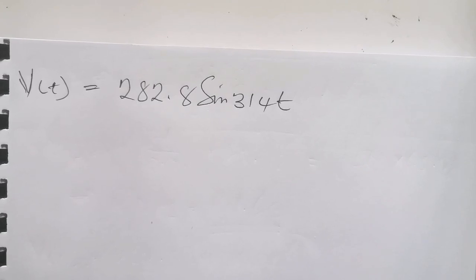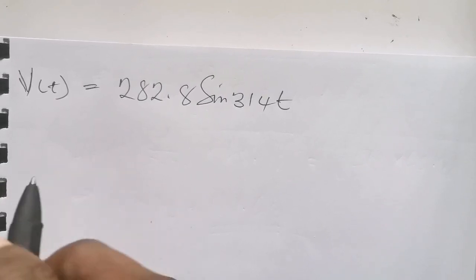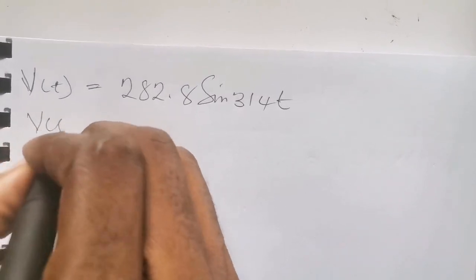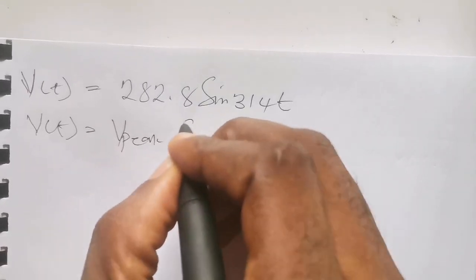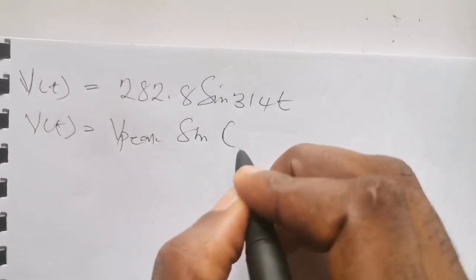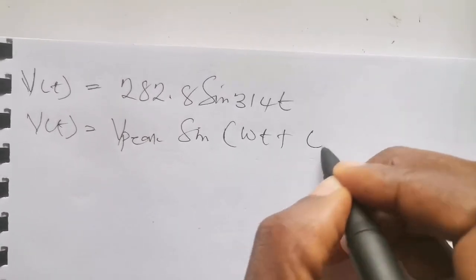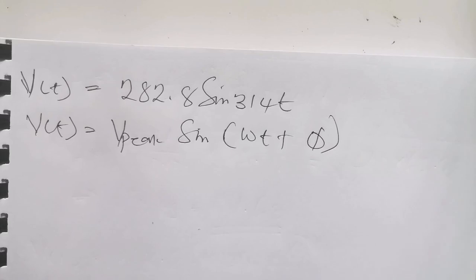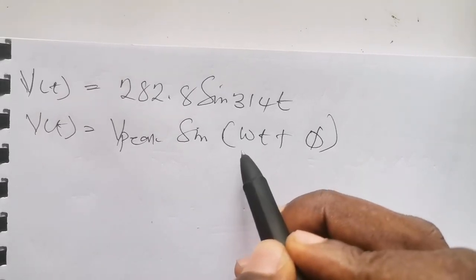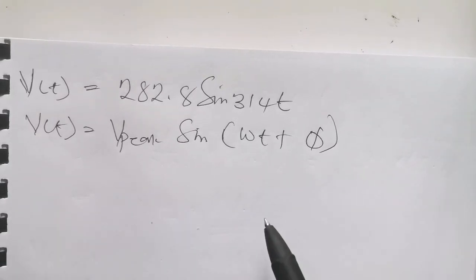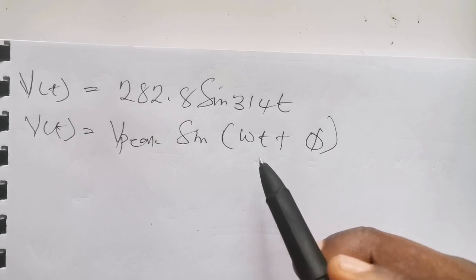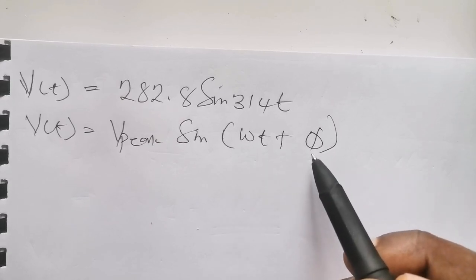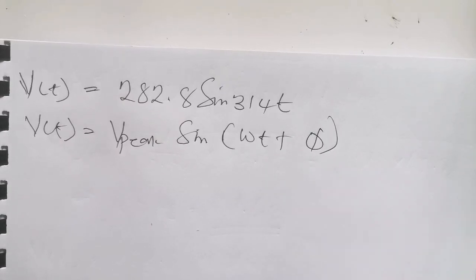Now for an alternating voltage, our voltage function is given simply as V of t is equal to V peak sine omega t plus the phase angle, where omega simply means the angular frequency in radians per second, t simply means the instantaneous time, whereas this symbol is the symbol for the phase angle.